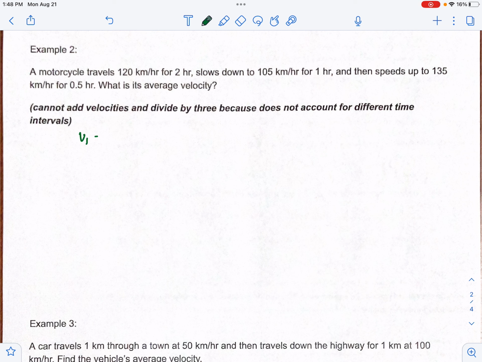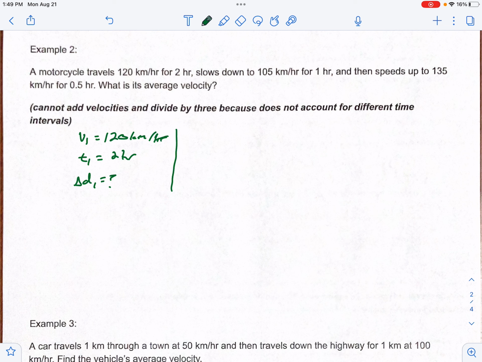So velocity 1 is 120 kilometers per hour. My time 1 is 2 hours. If you notice, what I'm missing is my displacement, and in order to find average velocity, you need displacement. So we're going to have to find that. I'm going to find it in a second, so that's our question mark.